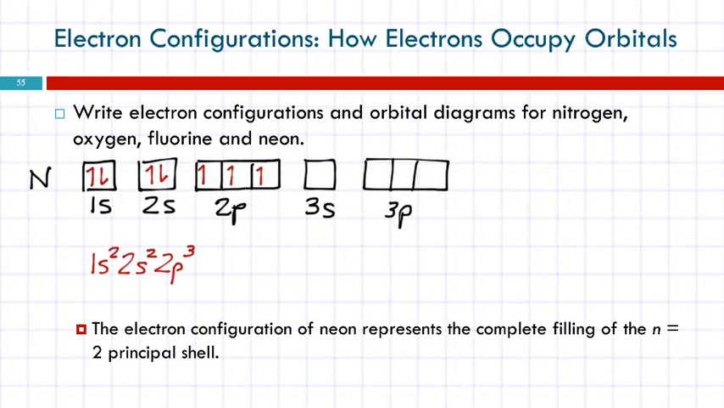How about oxygen? How many electrons does oxygen have? 8. It's got 1 more. So we could just take this diagram for nitrogen and add 1 more electron. Where's it going to go? It's going to go head down in the 2p. You'll just grab the one closest to the door because it's easier. And then to change the electron configuration, all we have to do is change the number on the 2p. Now we got 2p4.